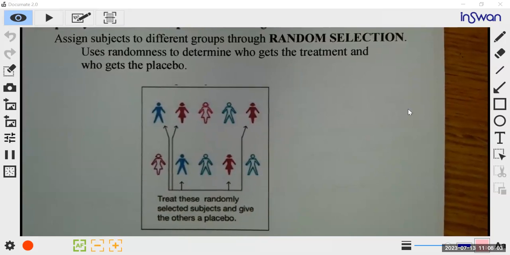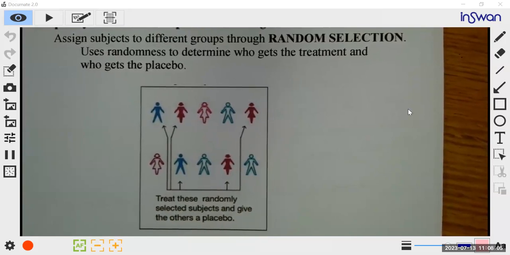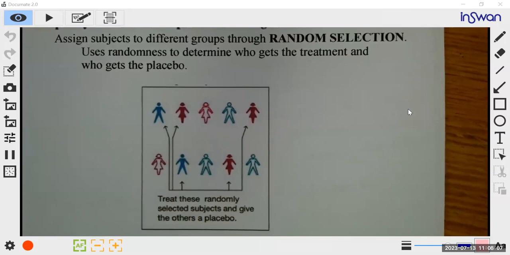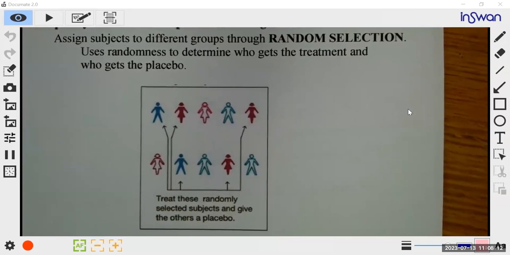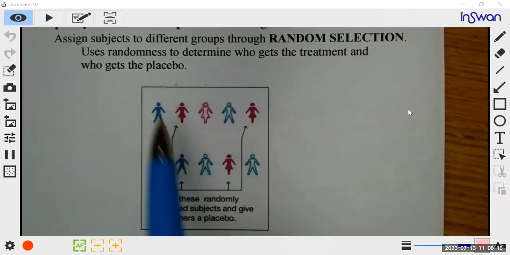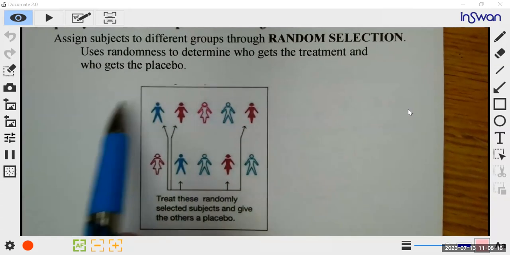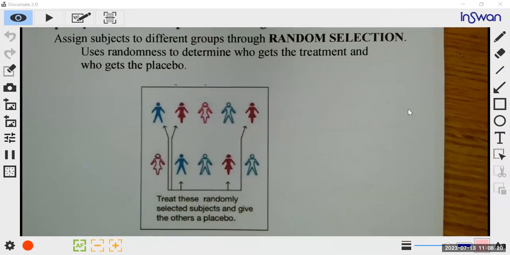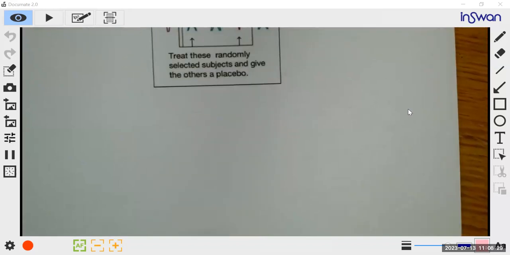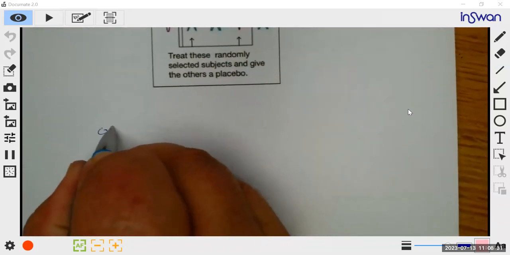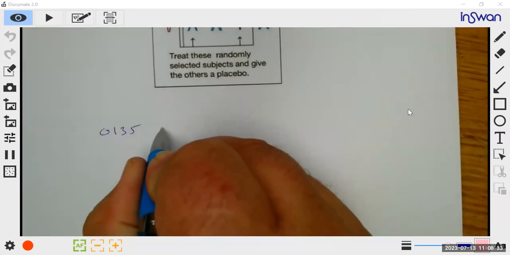So they have this computer-generated chart of thousands of numbers that we use to generate numbers randomly. And this is how we do something like this. We'd assign numbers to all these people and then go to this random number generator and select, I want 15 digits. Let me show you how this one works. It's grouped like this.